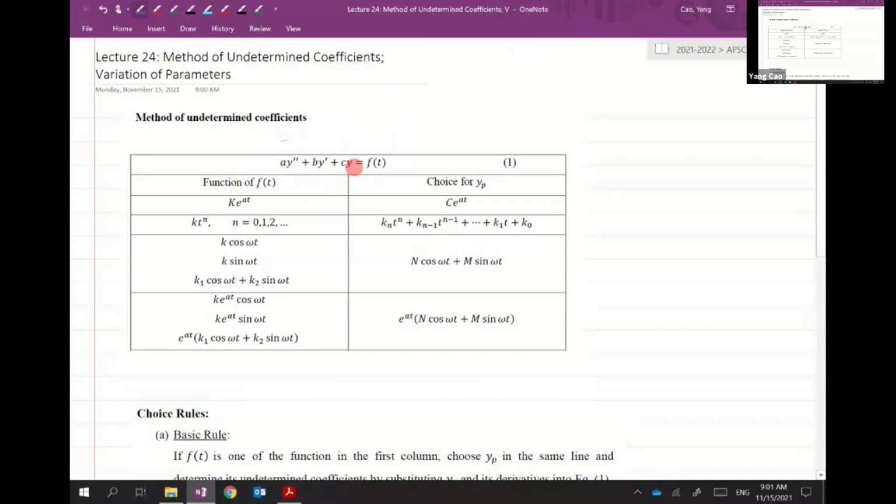The first approach that we have done is the so-called method of undetermined coefficients. We have a different name for it: it's called the lucky guess approach. The reason it is called the lucky guess is that the approach is based on what f of t looks like.